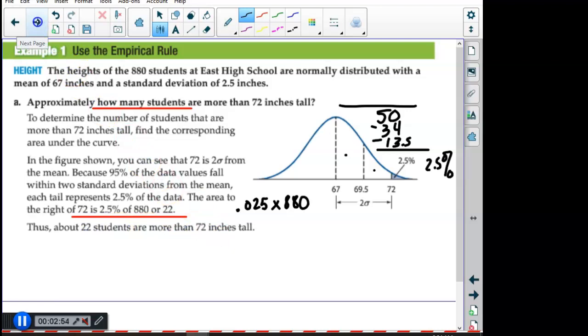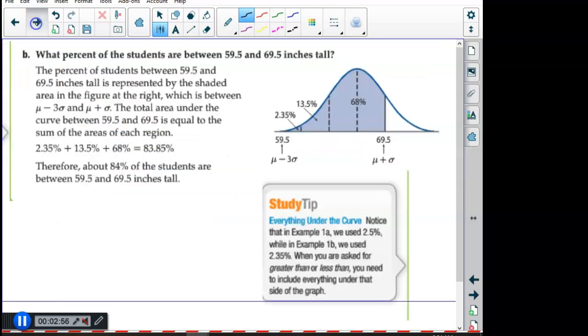The rounding can be an issue, and honestly, I don't want to make it an issue, so if you come up with something and you round or leave it a decimal, it'll be fine. What percent of the students were between 59.5 and 69.5? The 59.5 went down 3 standard deviations. 69.5 went up 1 standard deviation. So they added that 2.35, 13.5, 34, and 34 to get 83.85.